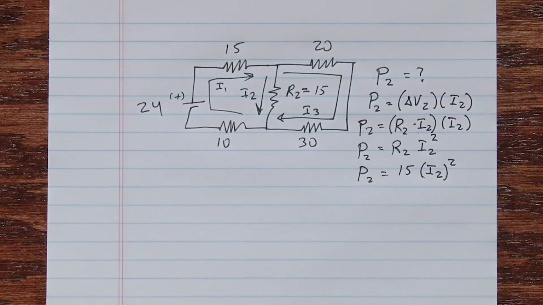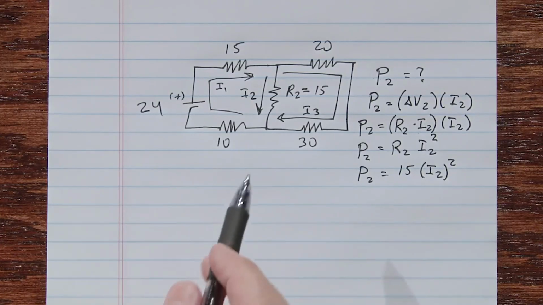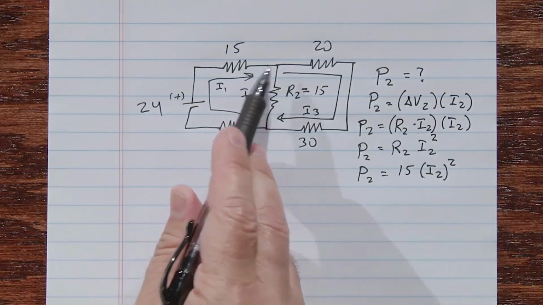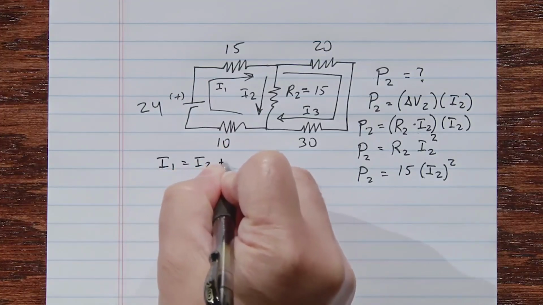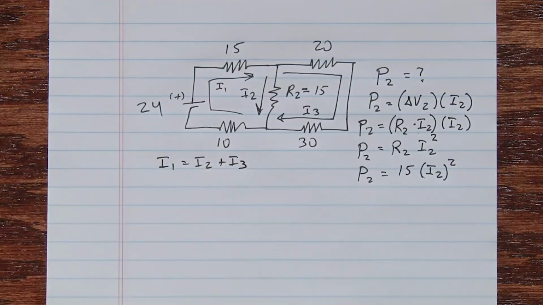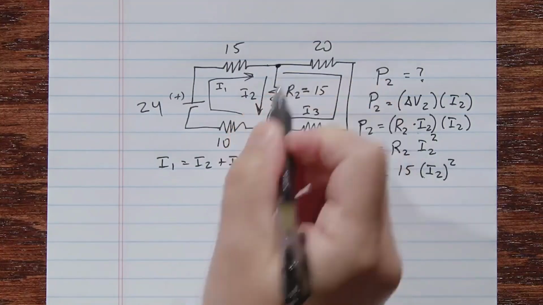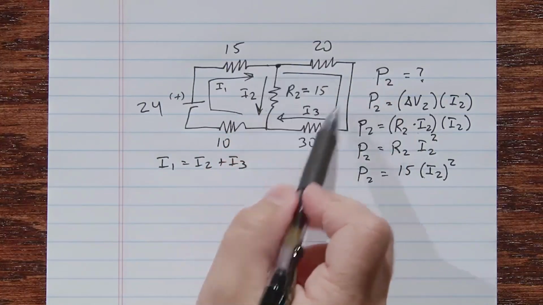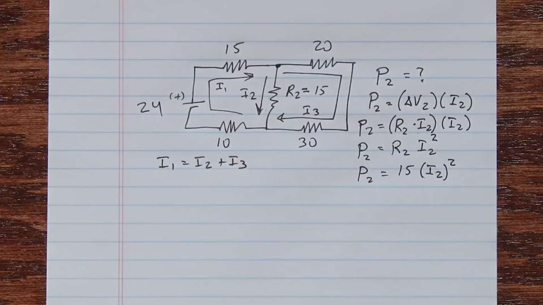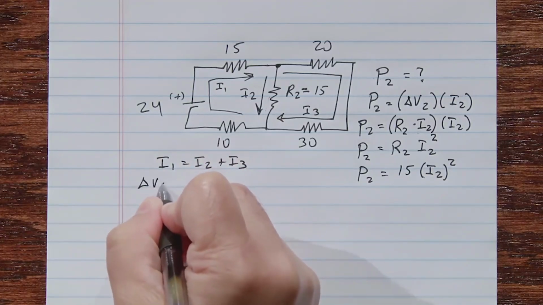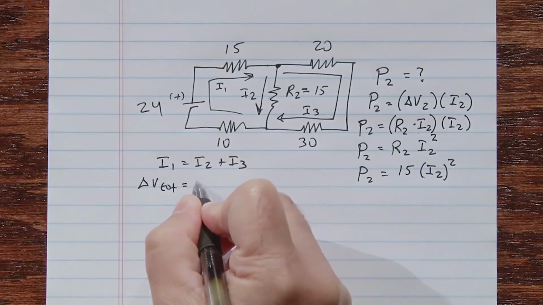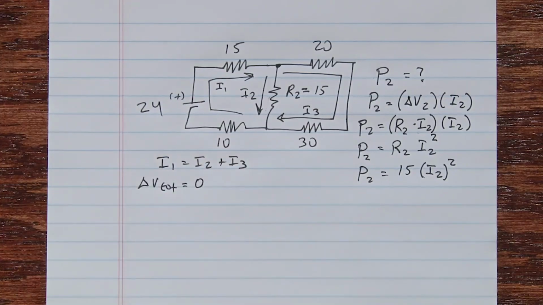Okay, we know how to do that. We use our Kirchhoff's laws. The first would be that I1 is equal to I2 plus I3, because I1 comes into this point and it splits off into I2 and I3. Our second law that we're going to use would be our Kirchhoff's voltage law. So that would be delta V total is equal to 0, meaning that the change in voltage when we go around any loop is going to be 0.